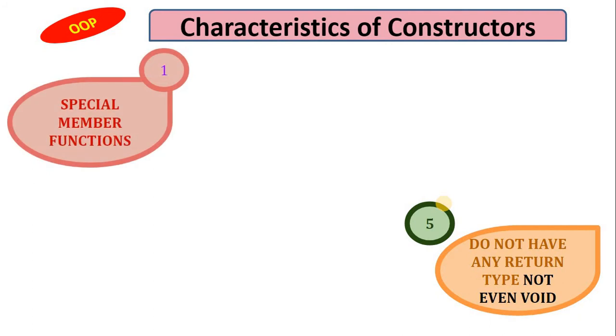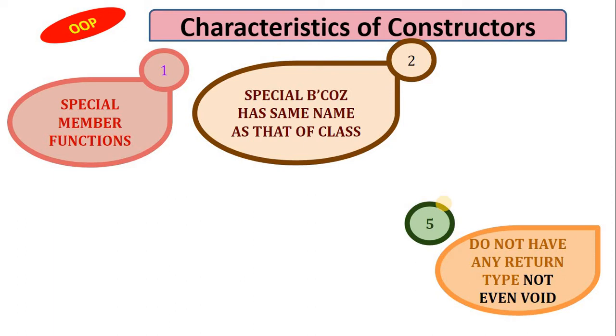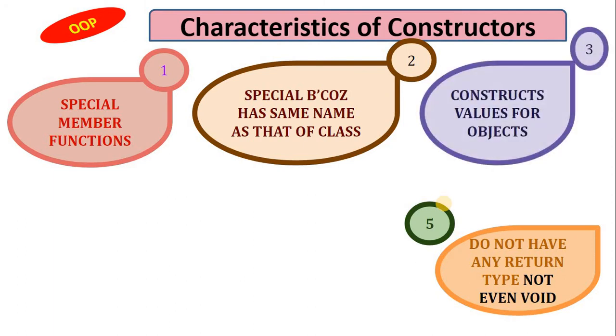First characteristic, they are special member functions. Special because they have the same name as that of the class. Third, it constructs a value for the object. Why is it known as a constructor? Because it constructs the values for the objects.